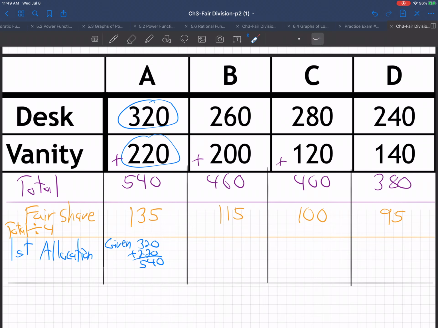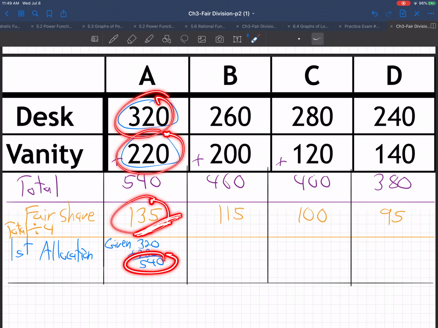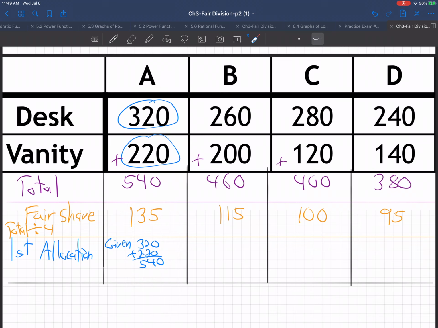And A's fair share number is only $135. So in other words, A should have only received $135 as his fair share. That's what's fair for A. And in reality, he was given $540 worth of stuff because he was given the desk and the vanity. He was the highest bidder on both. So he was given too much. So he's going to have to pay back a whole bunch, isn't he? His fair share should have only been $135 worth of stuff, and he was given $540.